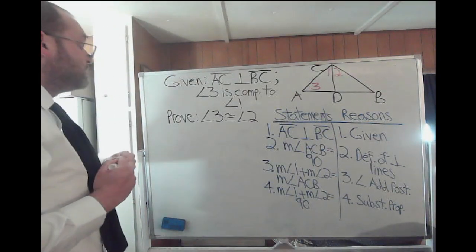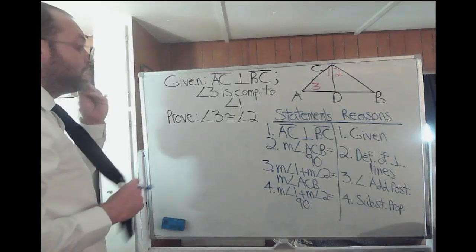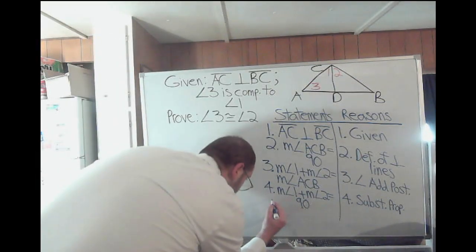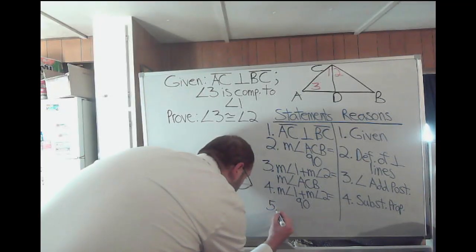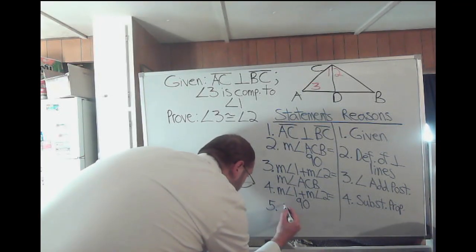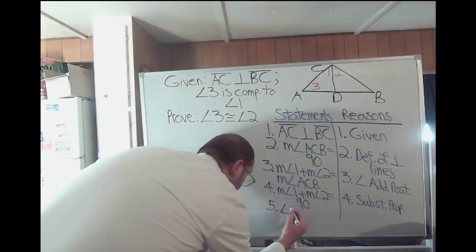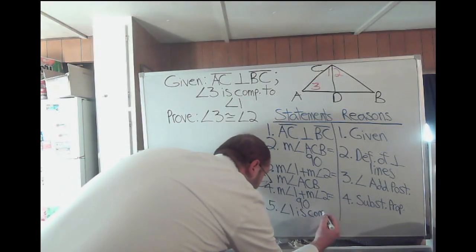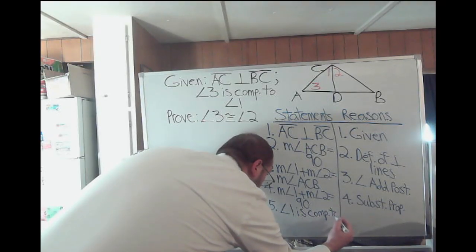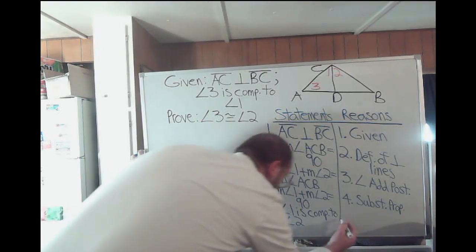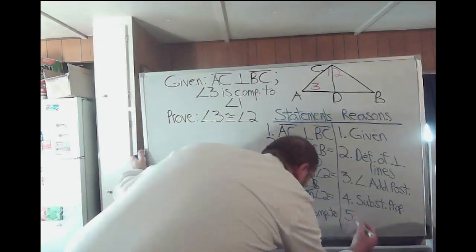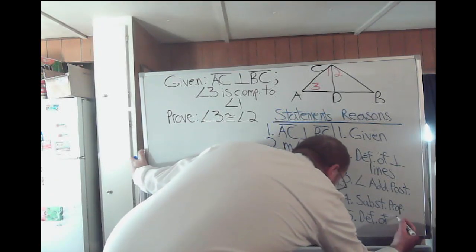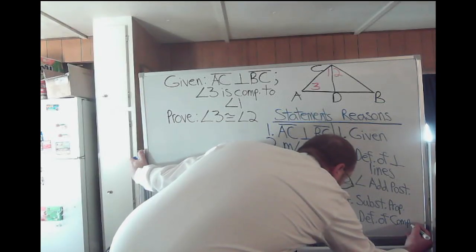Alright. Well, let's see here. This is going to mean that angle 1 is complementary to angle 2 by the definition of complementary angles. Since they add up to 90, that's just simply the definition of complementary angles.